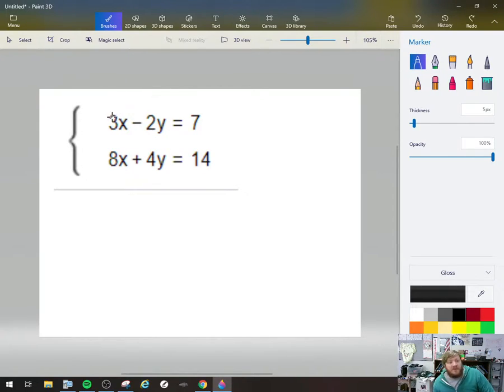What I prefer to do is look at my pairs and go, okay, 3 and 8. I know 3 doesn't go into 8. Okay, 2 and 4, but 2 goes into 4. If I do 2 times 2, I get 4. And I see it's already negative. So if I just multiply the top by a 2, 6x minus 4y is equal to 14. Now I can just add these.